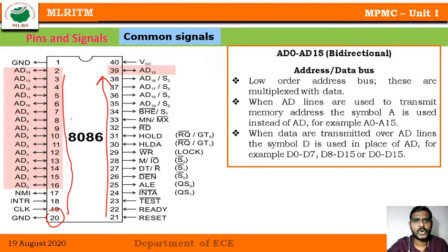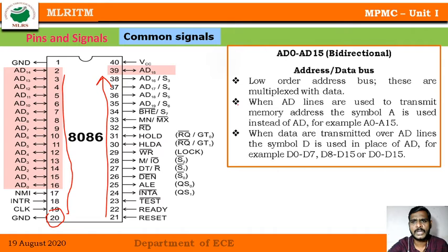In the common signals, pins 16 to 39 are used for address cum data lines, which means these pins are multiplexed. What do we mean by multiplexed? It means they can work either as an address pin or a data pin. AD0 to AD15, pins 16 to 39 in reverse order, are used because we have a 16-bit data bus. So D0 to D15 is a 16-bit data bus.